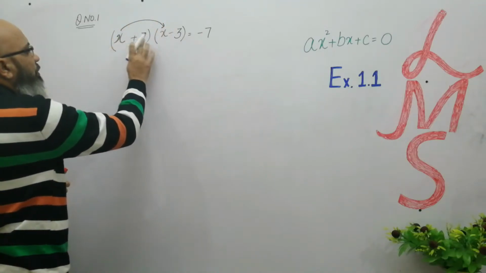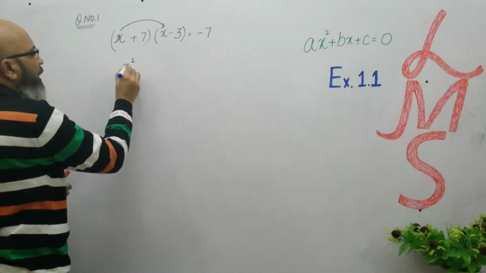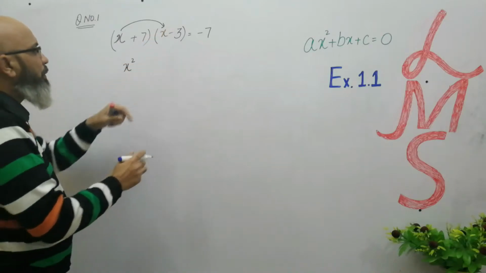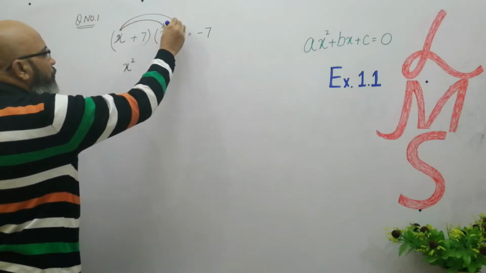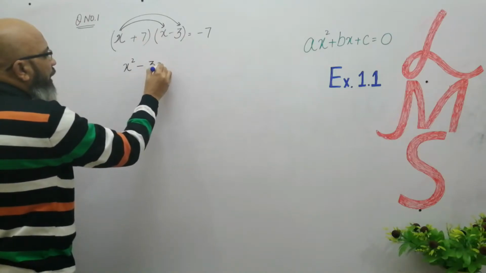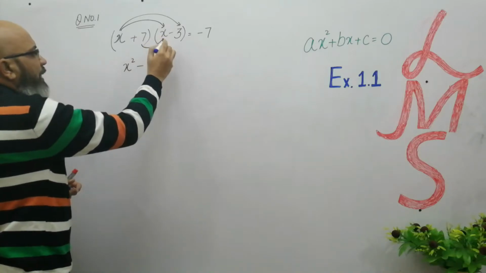with x. When we multiply two variables, what we get? X into x, that comes x square, means you add the powers of the variable. Now multiply x with 3, so minus 3 into x, that is 3x. Now we will multiply 7 with x, what we get?